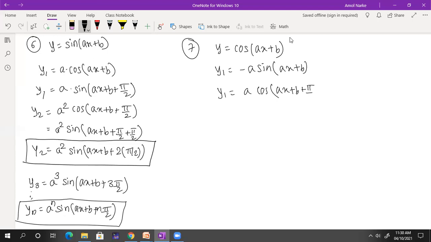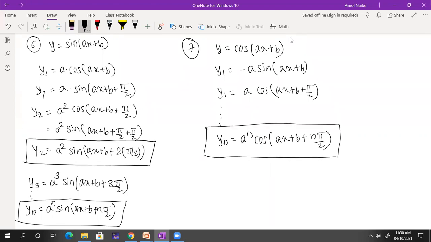What happened with that minus sign? So it gets adjusted because cos theta plus pi by 2 is nothing but minus sine, and that minus minus will adjust it. So tell me now directly, what is yn then? a raised to n cos ax plus b plus n pi divided by 2. Absolutely correct. Write down.